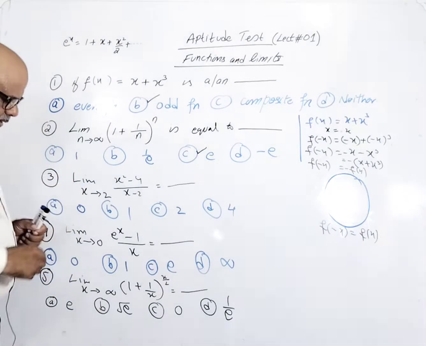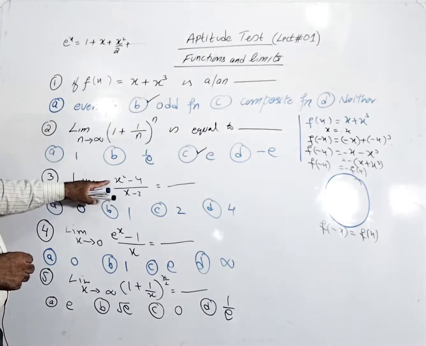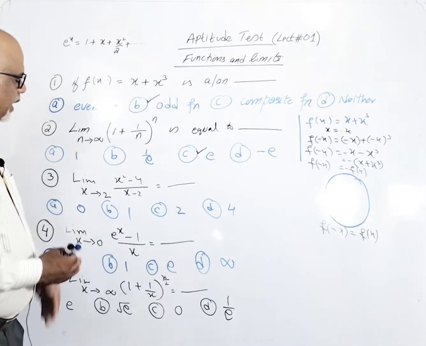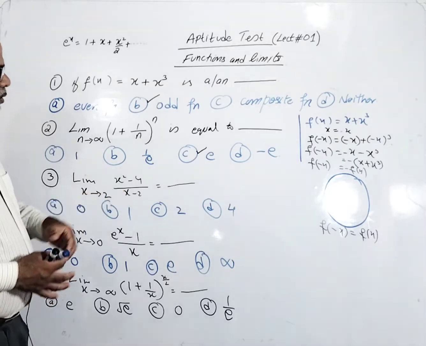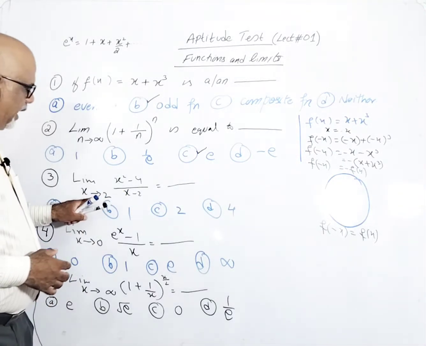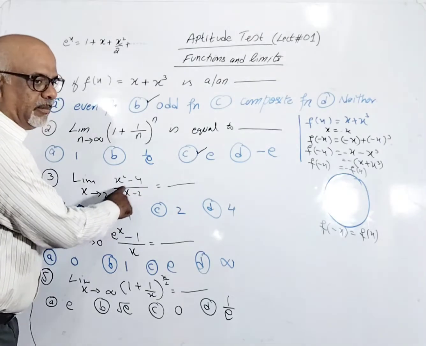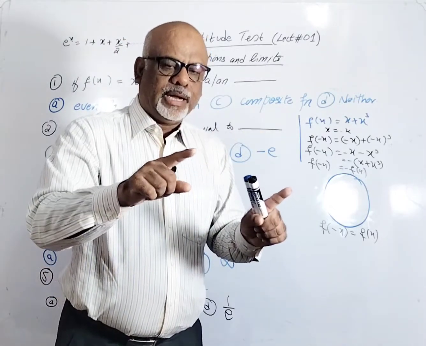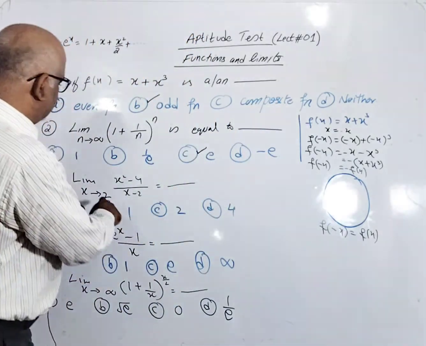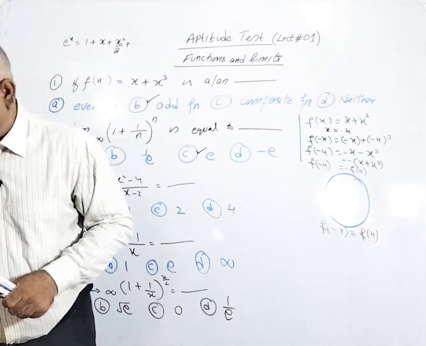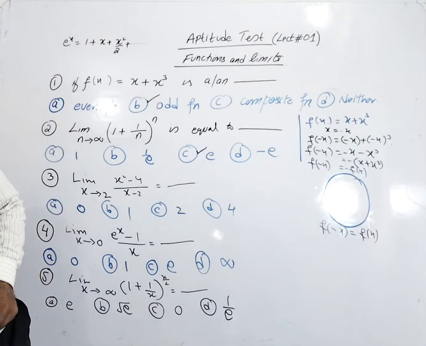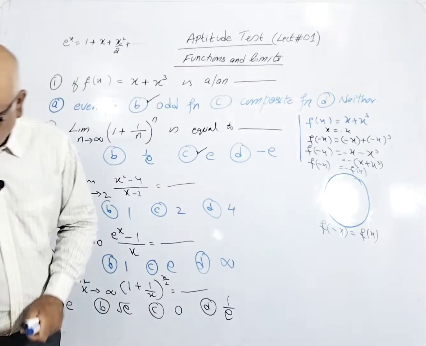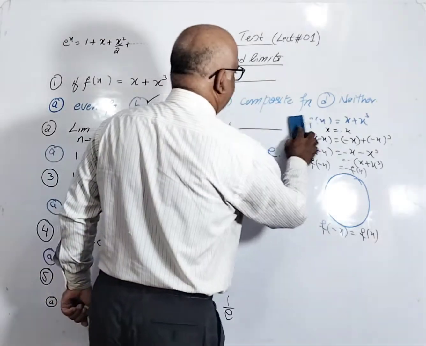Now come to the third MCQ. Limit x tends to 2 of x square minus 4 divided by x minus 2. When we apply the limit here, x equals 2, then the denominator becomes 0. We have discussed that when we apply the direct limit and the denominator is 0, we have to simplify the question before finding its limit. First of all, we simplify the question and then we apply the limit.